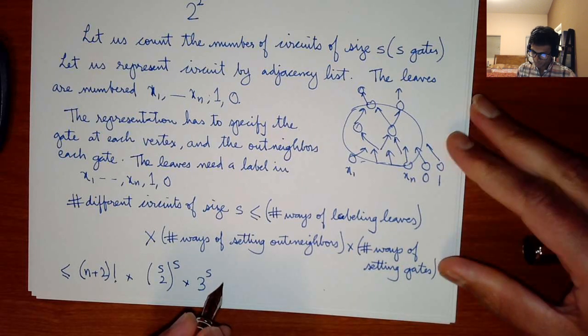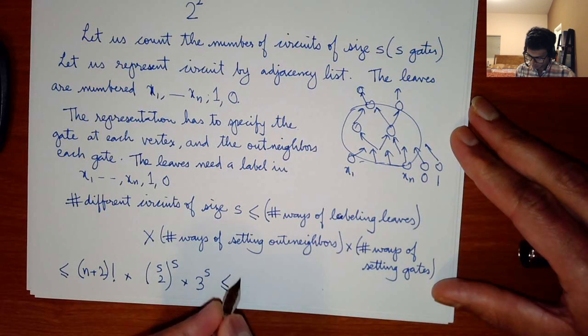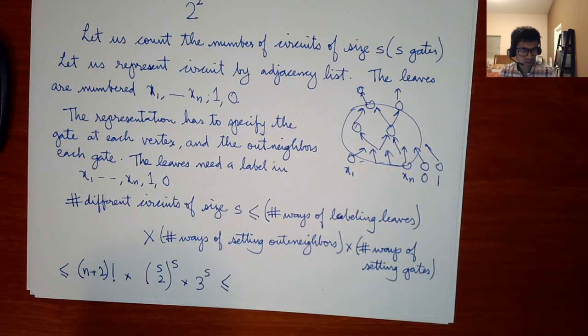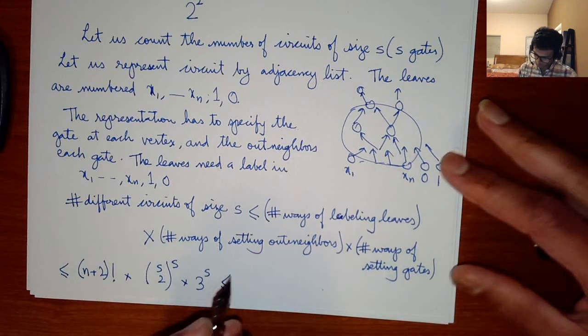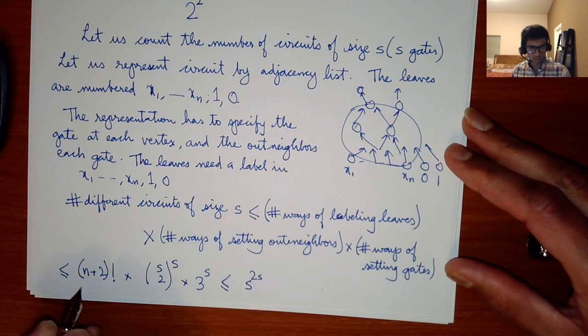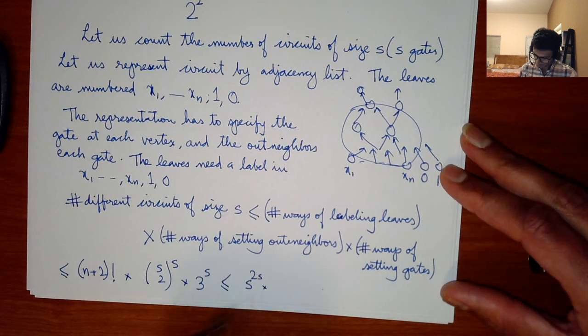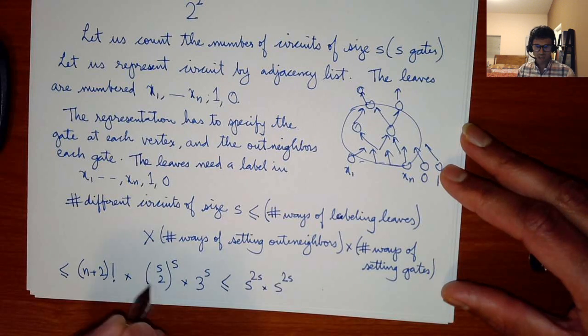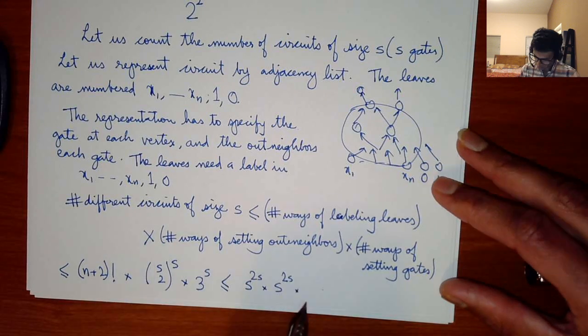So what you get is this is at most, and we'll just upper bound this. We'll just take a very crude upper bound of S to the 2S. It's a very crude upper bound times this is also S to the 2S. Again, very crude upper bound times 3 to the S.